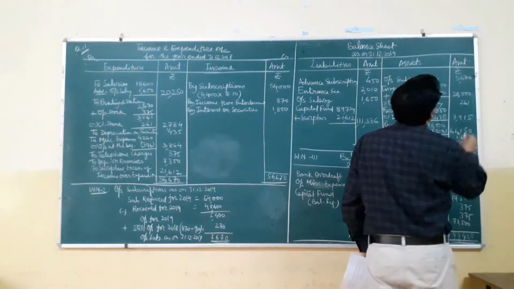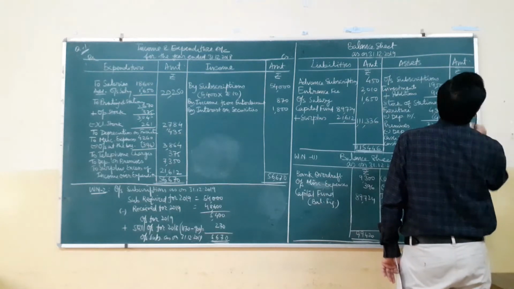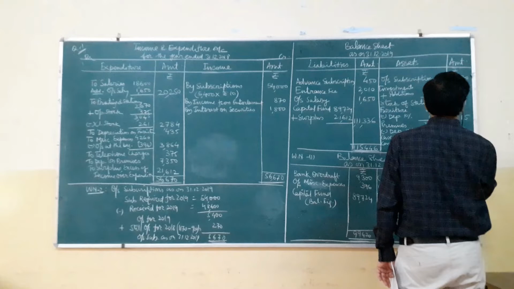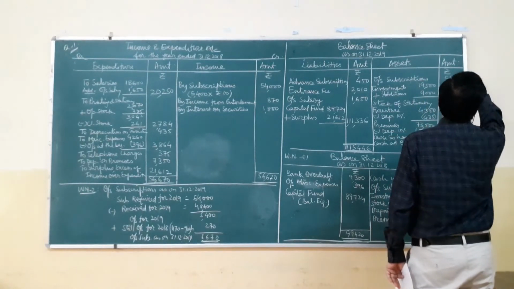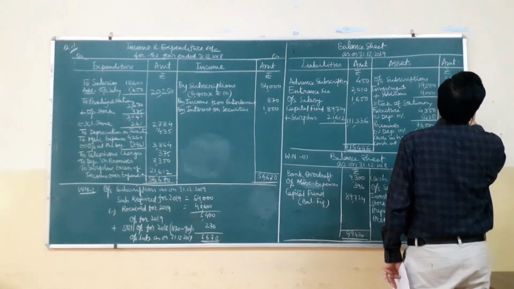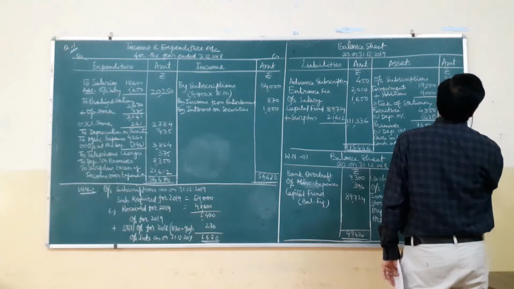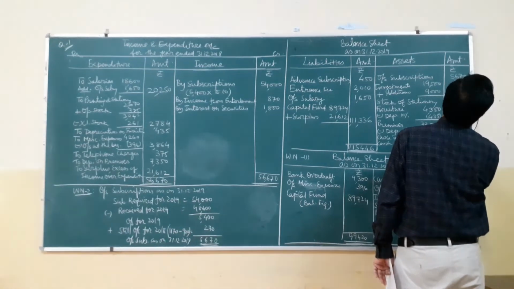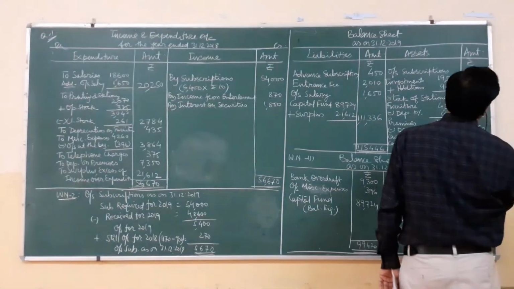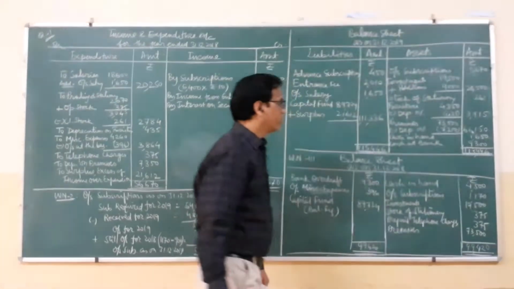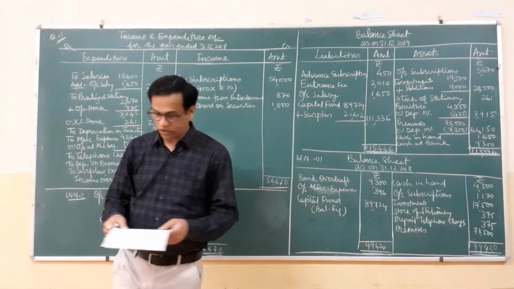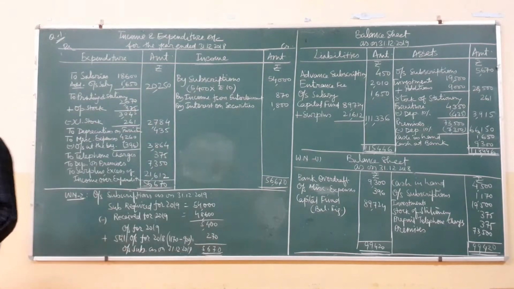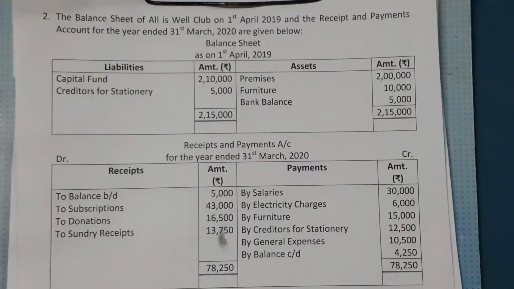115,446, and this side also will show the same total 115,446. 6, 5, 10, 11, 17, 6. So 115,446 is the total of current balance sheet.